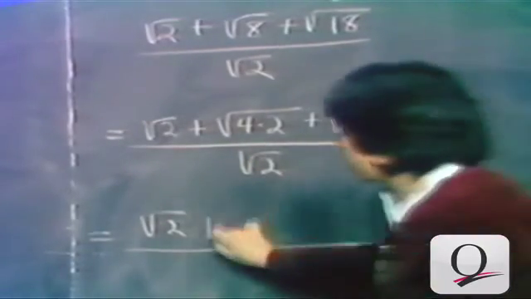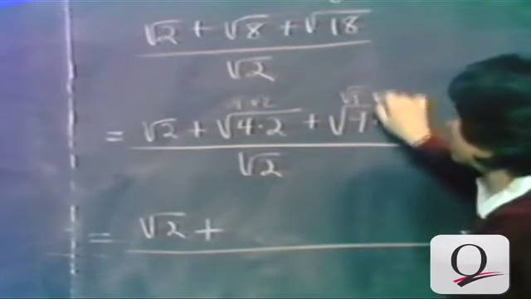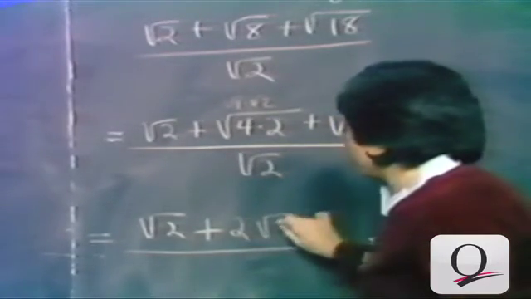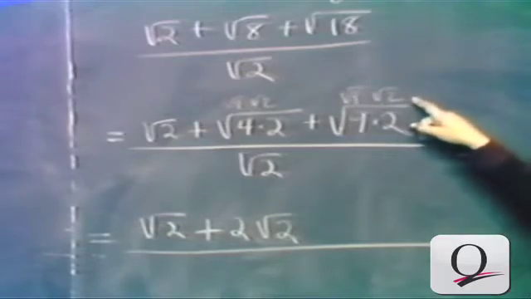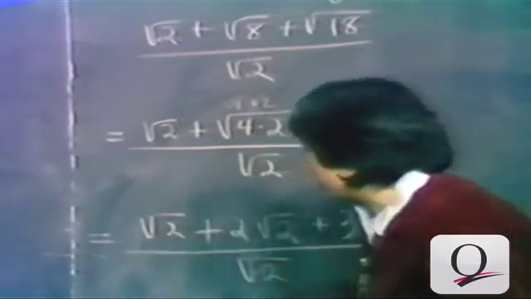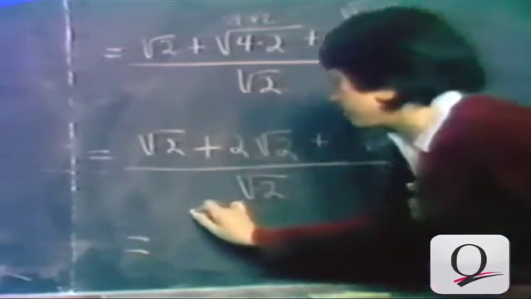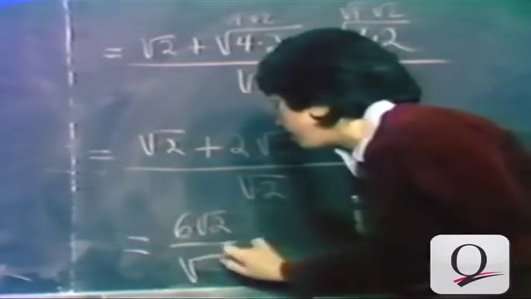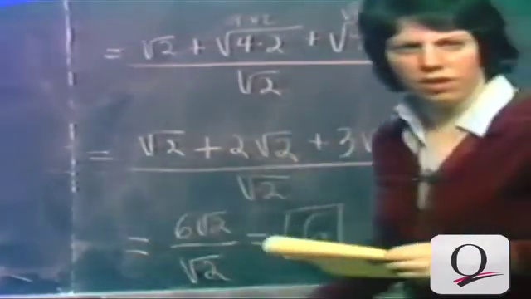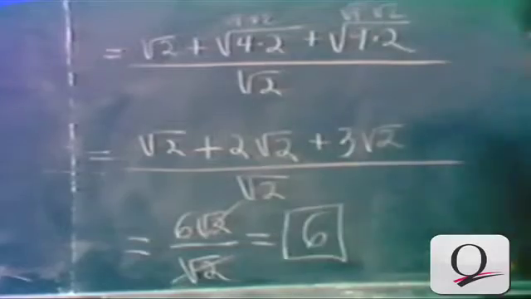We can rewrite this as the square root of 4 times the square root of 2, and this one as the square root of 9 times the square root of 2. The square root of 4 times the square root of 2 will be 2 times the square root of 2. The square root of 9 times the square root of 2 will be 3 times the square root of 2, over the square root of 2. So we have 1 square root of 2 plus 2 square root of 2 plus 3 square root of 2, for a total of 6 square root of 2 upstairs, dividing by the square root of 2 downstairs for a final answer of 6. And you can see that the square roots of 2 cancel out.